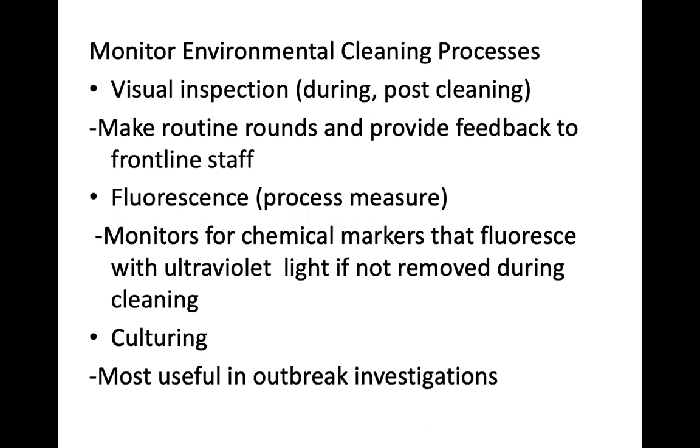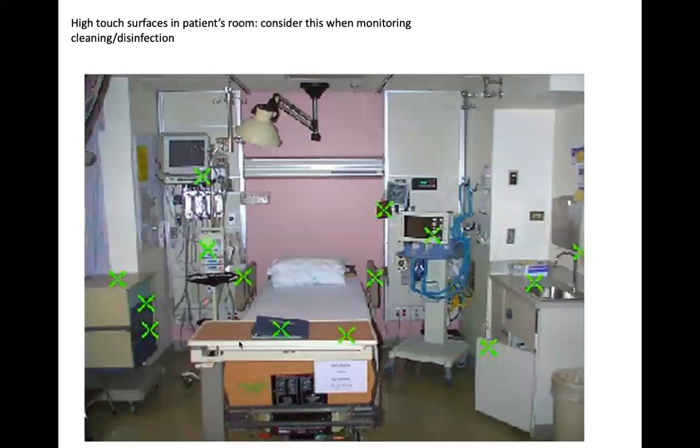The second one is fluorescence, which is a process measure. There are chemical marker pens available, and when you expose the marks to UV light, you can use these chemical markers to mark high touch surfaces. This is somebody's ward room, and you can see all these different surfaces available, including the file. These are high touch surfaces that need to be wiped down using enzymatic detergents and disinfectant. It is easy to ignore this.